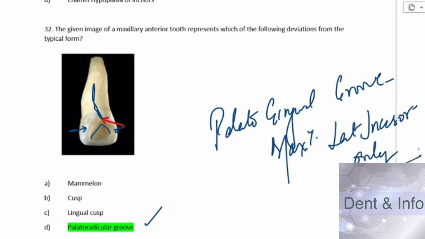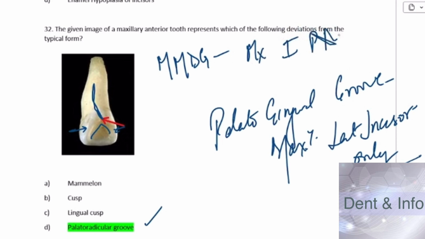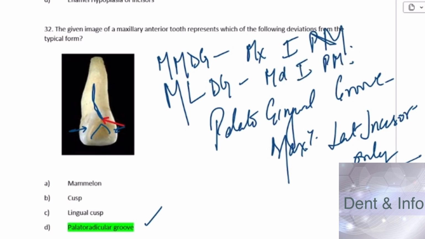Three grooves are important per tooth. One is the palato-radicular groove. One is the mesial marginal developmental groove, that is the maxillary first premolar, right? And the mesiolingual developmental groove is the mandibular first premolar. Okay, one is mesial marginal, the other is mesiolingual, right?